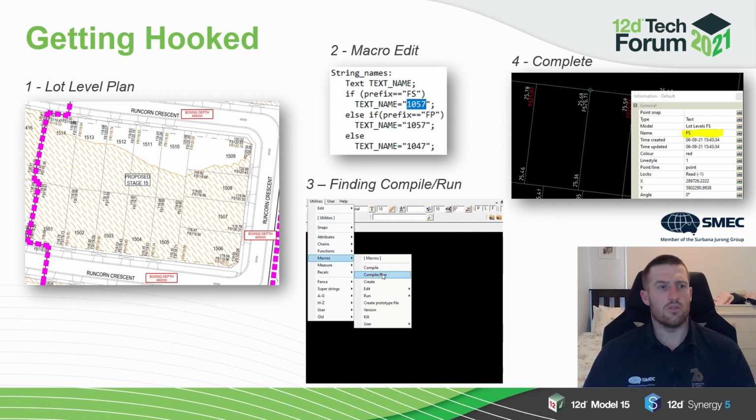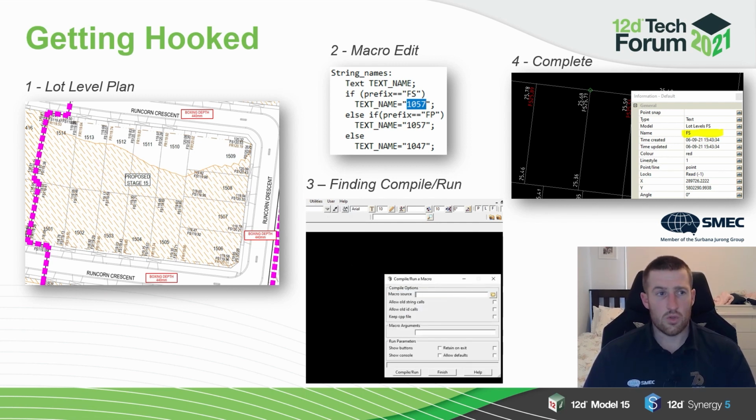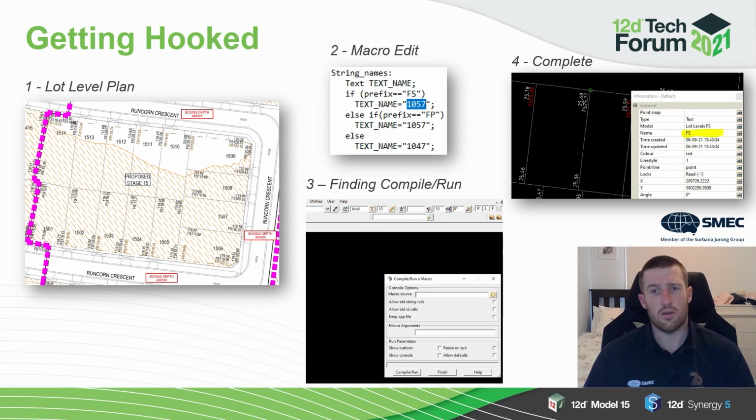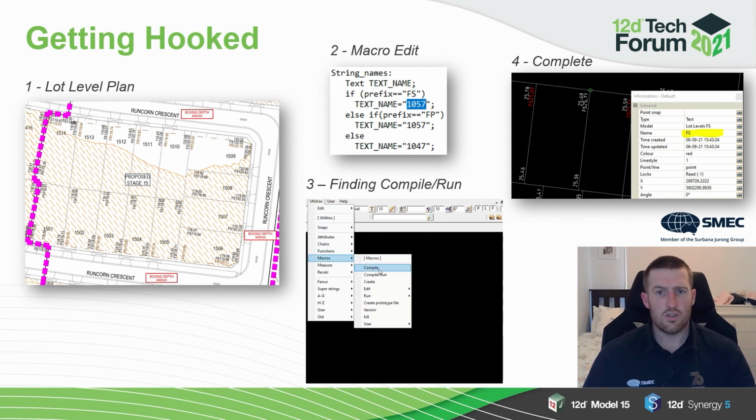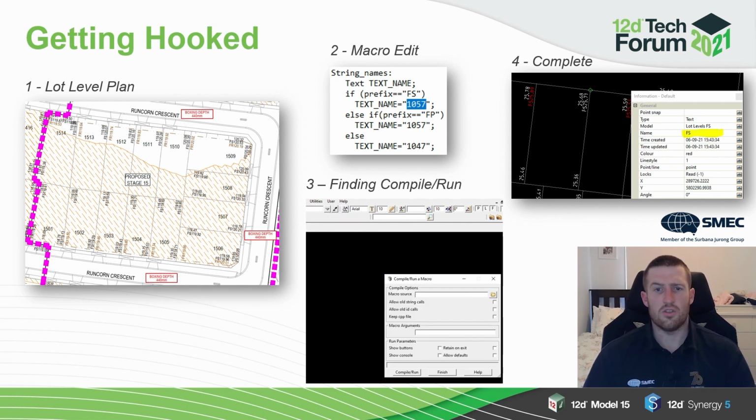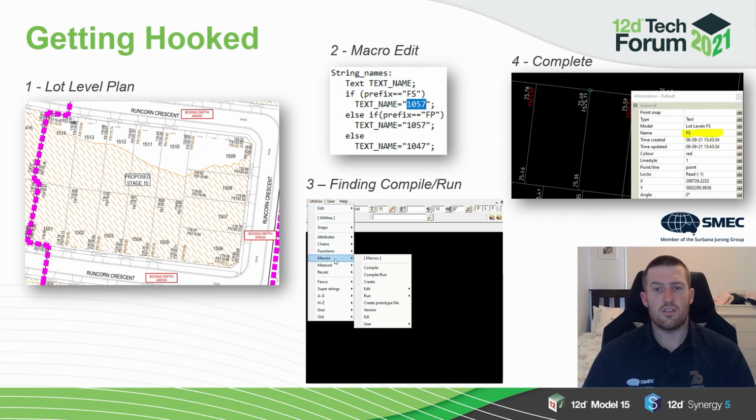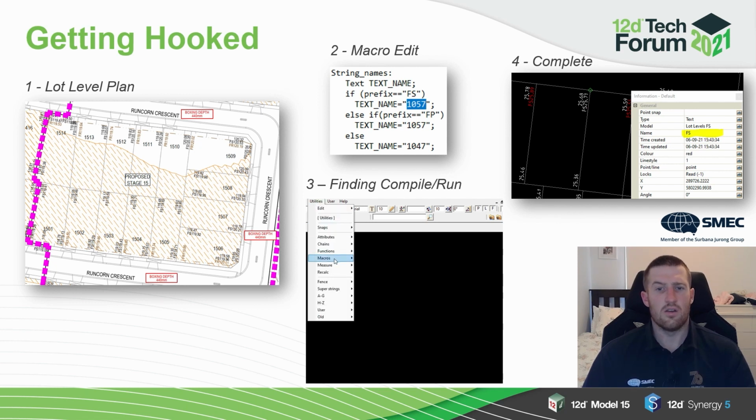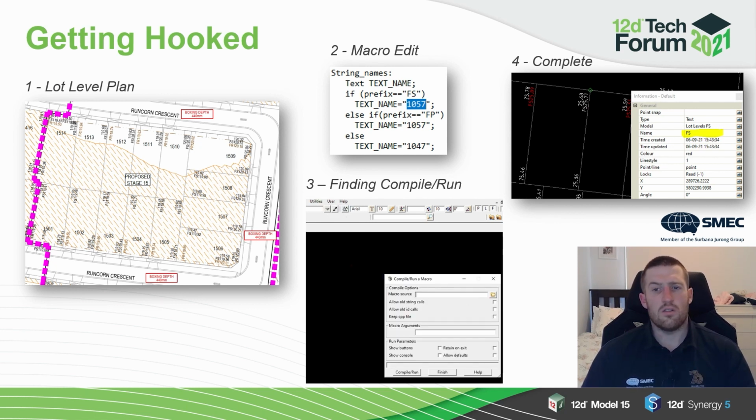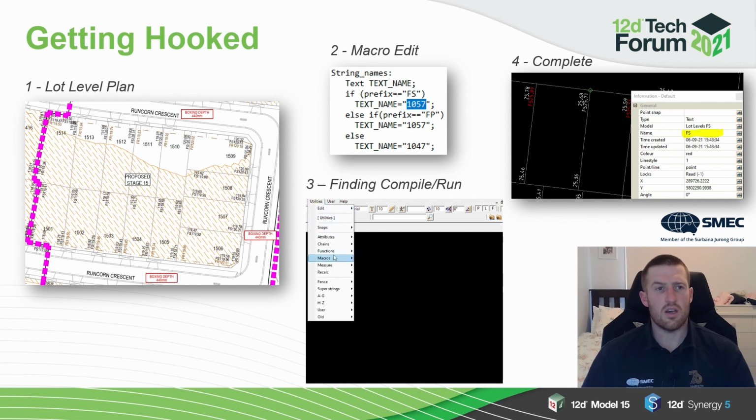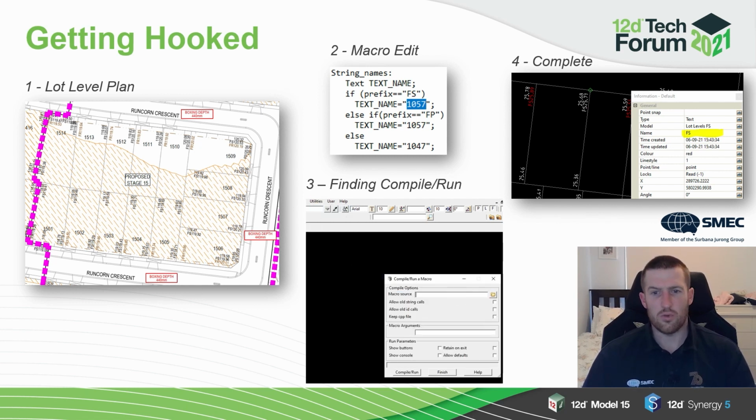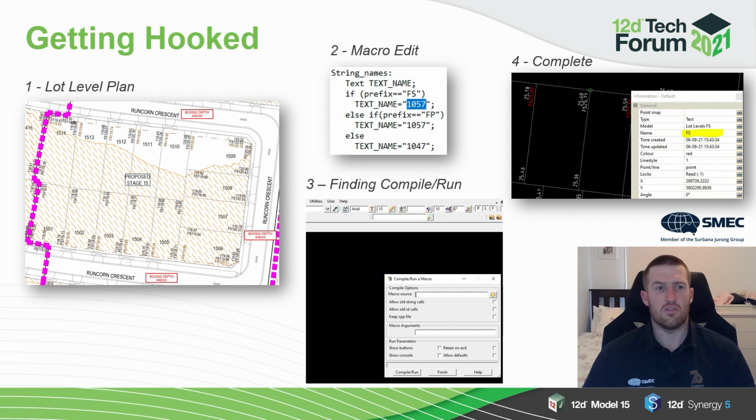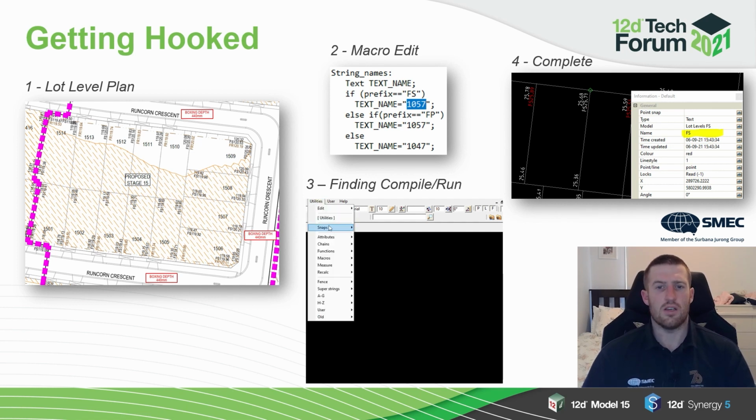All right, so how did I get hooked? How did I get into it? It was quite simple, really. We had the macro that created lot levels. Lot levels are placed on plans to show finished and existing surface levels, particularly on a subdivision's property boundary. The macro gets each property boundary string and returns a piece of text based on the tin's height. The issue we were having was that the names of the bits of text that were coming out were 1057 and 1047, something that didn't really make any sense. So I wanted to change it into FS or EX, something that everyone could understand.